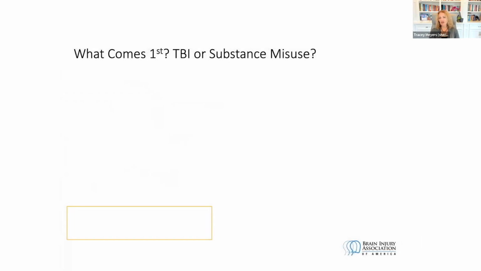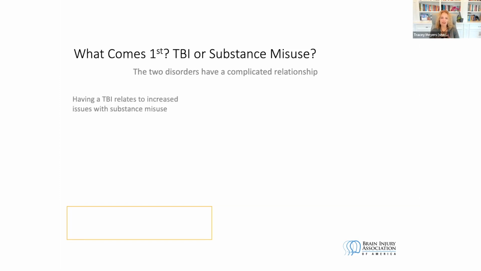So what comes first, TBI or substance misuse? So in Donna's case, she actually was using prior to her TBI, and in fact, the use of the substances caused her brain injury. But for other people, it can go the other way, where someone may have had a brain injury and then started to use substances. Maybe they were prescribed opioids while they were in the hospital, or maybe they are depressed and start using substances to cope with depression. So these two disorders have a complicated relationship.